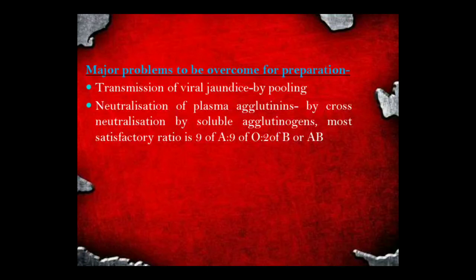What are the major problems we face in the preparation of dried human plasma? First, it is very prone to transmission of viral jaundice by pooling of the blood, and there is the neutralization of the plasma agglutinins, that is, cross neutralization by soluble agglutinogens. The most satisfactory ratio is 9 of A to 9 of O to 2 of B or AB. That should be the ratio. Here A, O, B and AB represent blood groups.